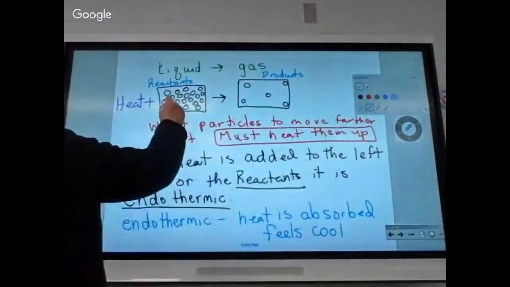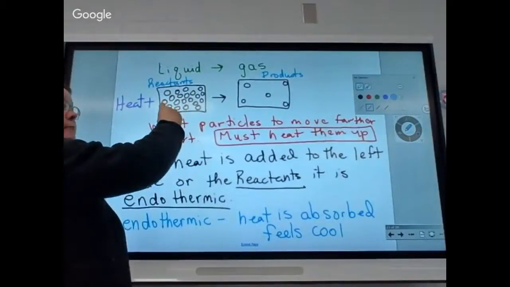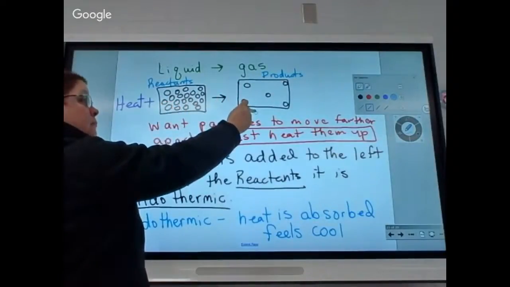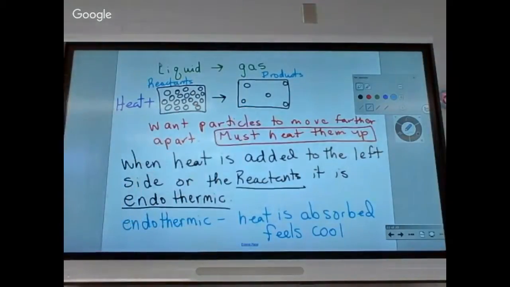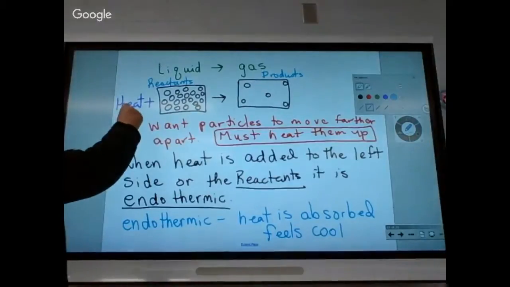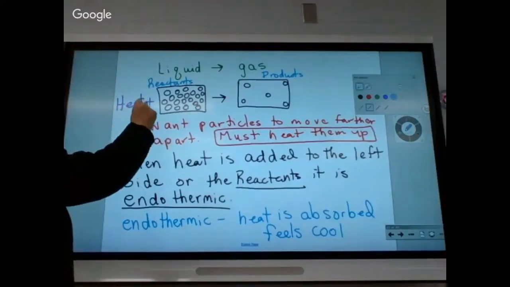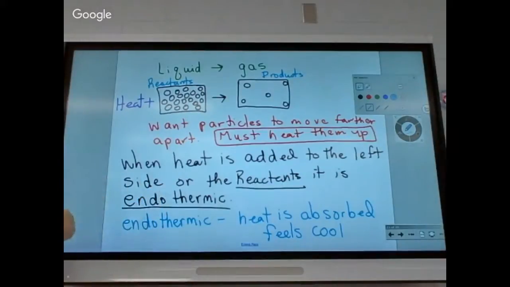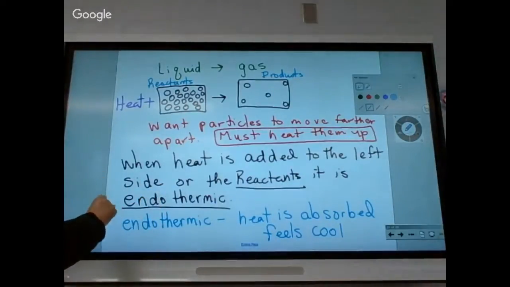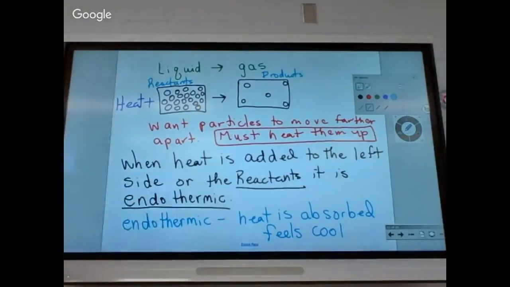All right, so if we look at that liquid, particles are close together, right? We want them to do what? To be spread out. So we need the particles to move far apart. How do we get the particles to move far apart? Add heat. We got to add heat. If you want to add heat, what side do you add the heat to? The reactants or the products? The reactants. If you add heat to the reactants, are we absorbing it or are we releasing it? You're absorbing it. So if it's added to the reactants, we call it what? Endothermic. Okay? Is everybody with me on that? If it's endothermic, it feels how? It feels cool. Are we there?